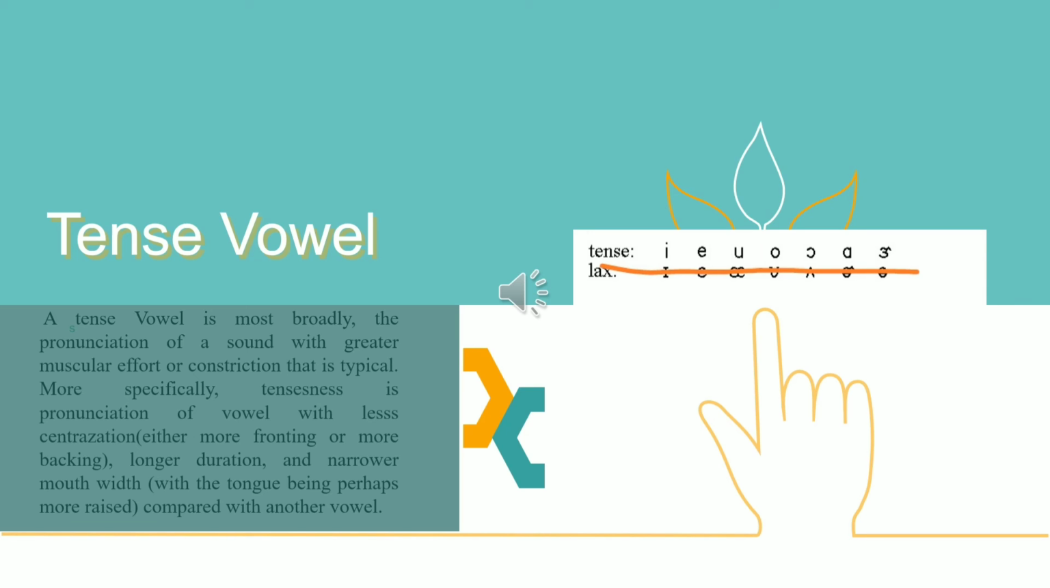Tense vowel. The tense vowel is most broadly the pronunciation of a sound with great muscular effort or contraction that is typical. More specifically, tense is pronunciation of a vowel with less centrality, either more fronting or more backing, longer duration, and a narrow mouth with the tongue more raised compared with another vowel. The example: i, ɑ, u.